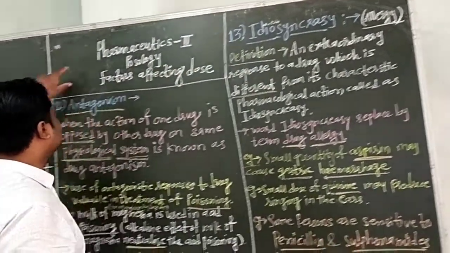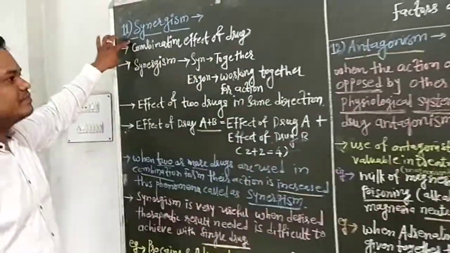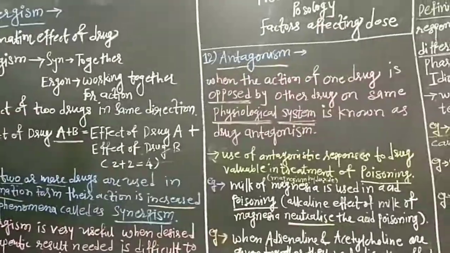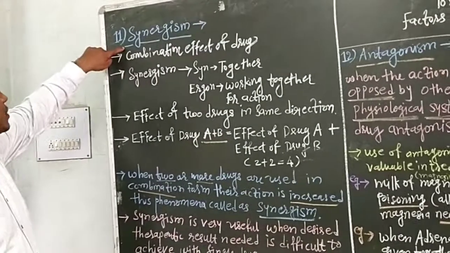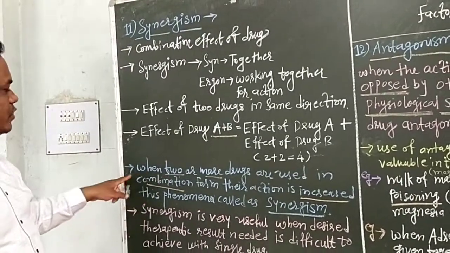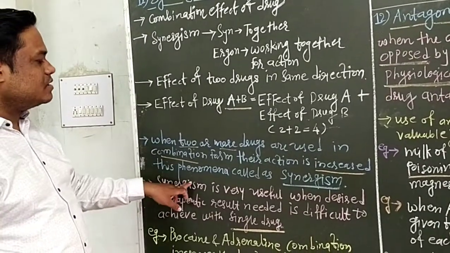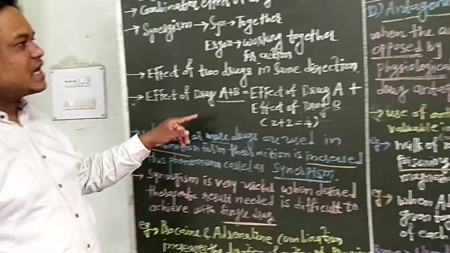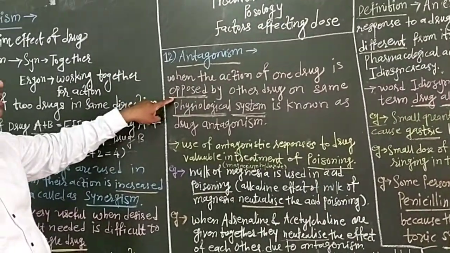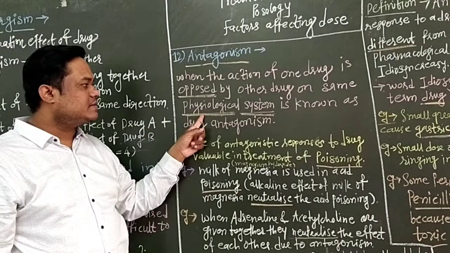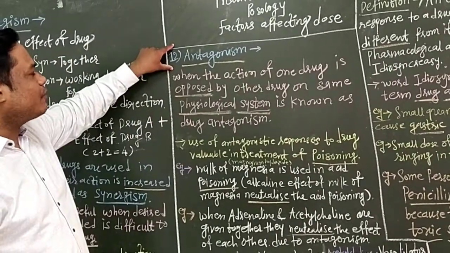Then in this lecture we have seen the factors affecting dose. The first factor is synergism, the second factor is antagonism, and the third factor is idiosyncrasy. In simple terms, synergism means when two or more drugs are used in combination form, their action is increased. Then second, what is antagonism? When the action of one drug is opposed by another drug on the same physiological system, it is called antagonism, meaning opposite action.